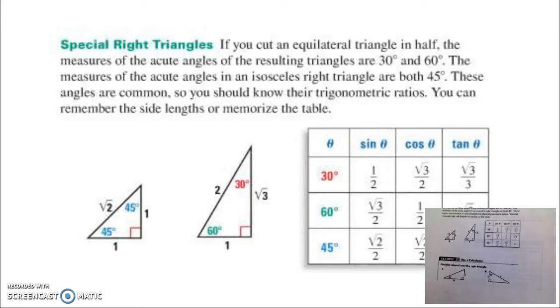For a 60-degree angle, square root of 3 over 2 is the sine, 1/2 is the cosine, and square root of 3 is the tangent. For a 45-degree angle, the sine and cosine are equal, because those side lengths are equal. Square root of 2 over 2, and then the tangent is equal to 1.